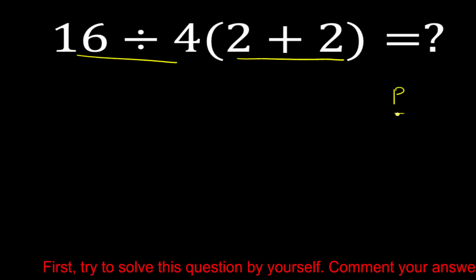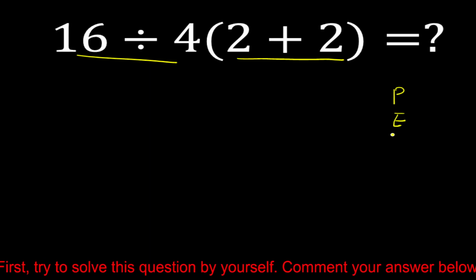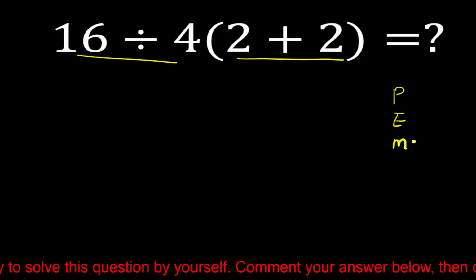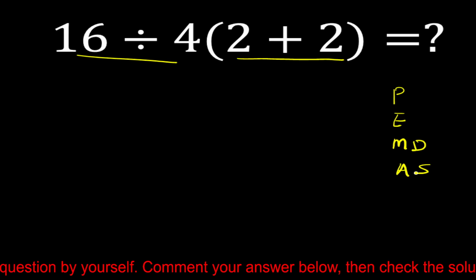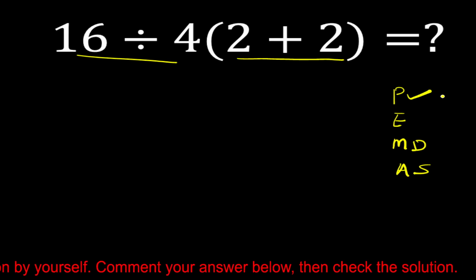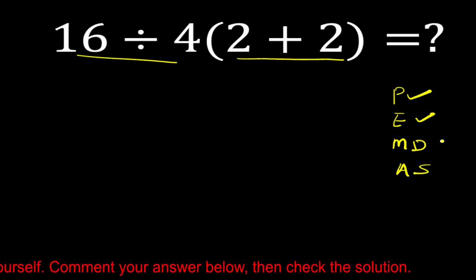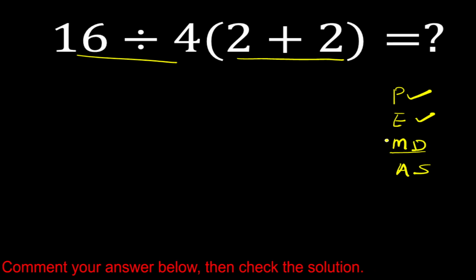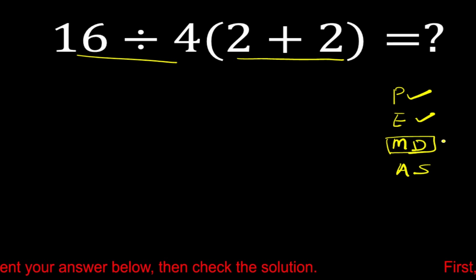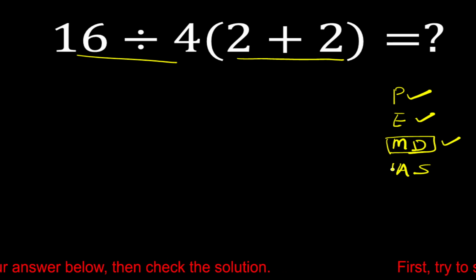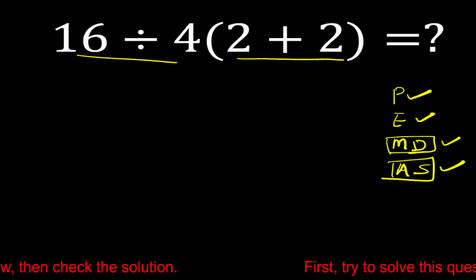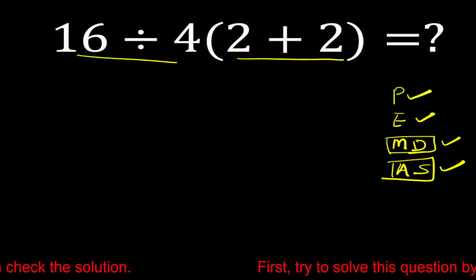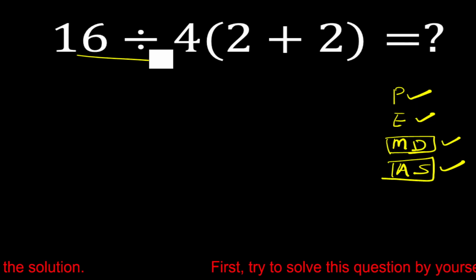So PEMDAS means P means parenthesis, E means exponent, M means multiplication and D means division. A means addition and S means subtraction. Parenthesis is first priority, exponents have second priority, then multiplication and division both have equal priority, and third priority, addition and subtraction have last priority and equal priority. So now let's solve this problem.